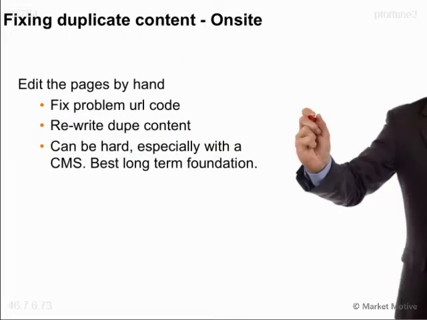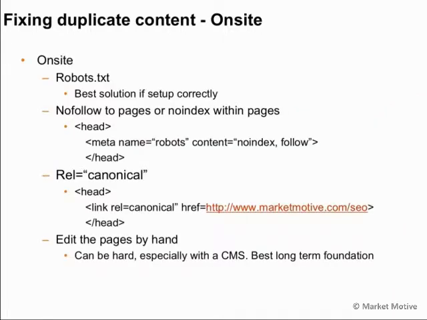The best solution along with robots.txt is rewriting every page by hand, fixing the problem URL code, but obviously this can be hard, and if you have a CMS in place, you might not know how to customize that content management system. You might not want to rewrite every duplicate content product description. You might not even want to block every product description, and that's why I say it's not always a penalty. It's just potential problems that this duplicate content can cause, and those are the solutions for on-site duplicate content.